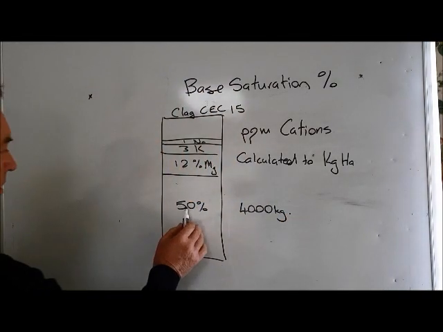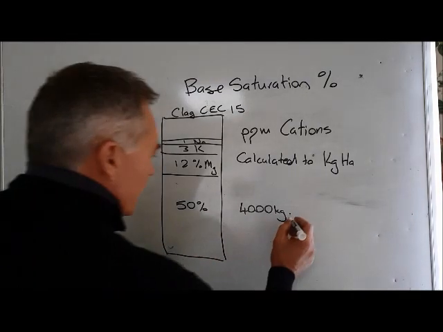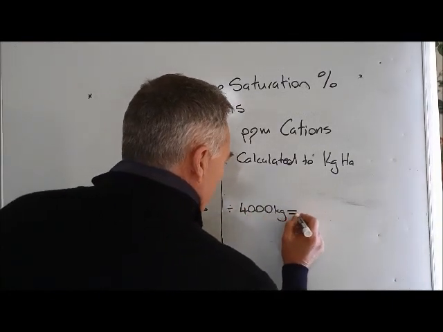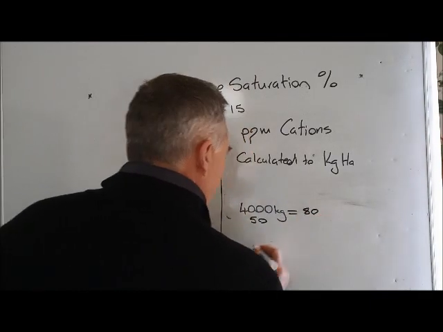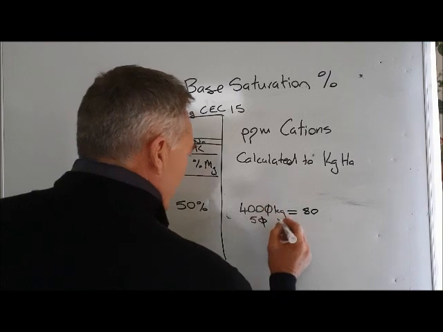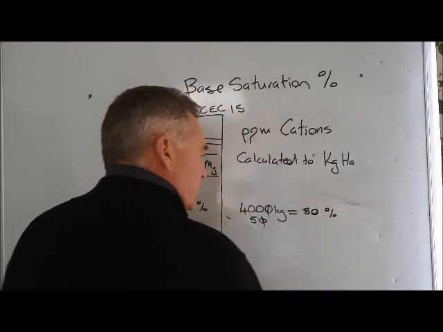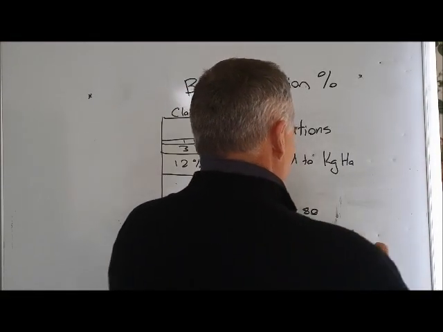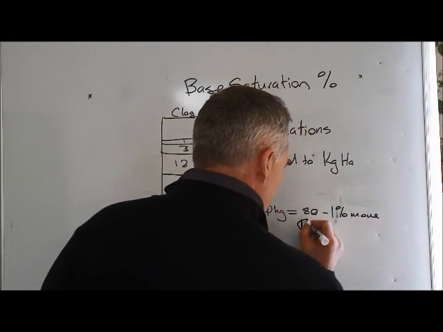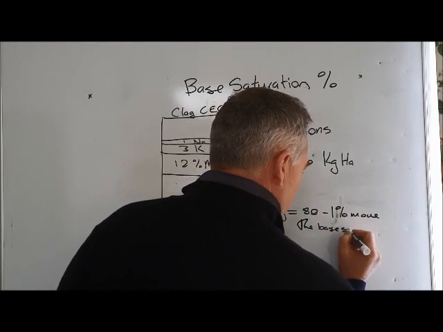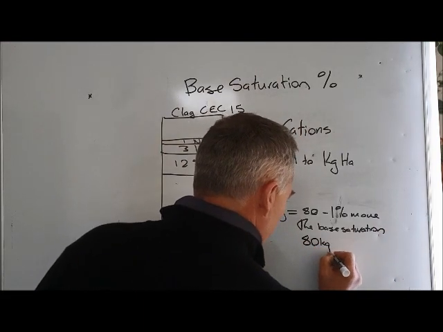So if you divide 50 into 4,000, it should be 4,000 over 50, you'll end up with 80 units. So we drop off the naught, 5 into 40 goes 8, so 80 times. So for every percentile, for every 1% you want to move the base saturation, you need 80 kilograms of calcium.